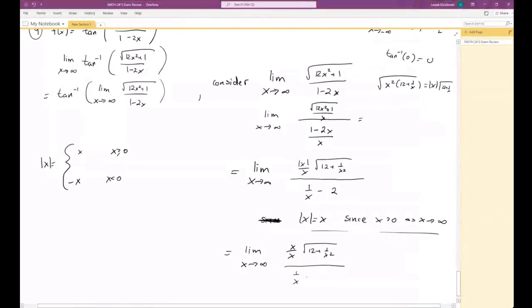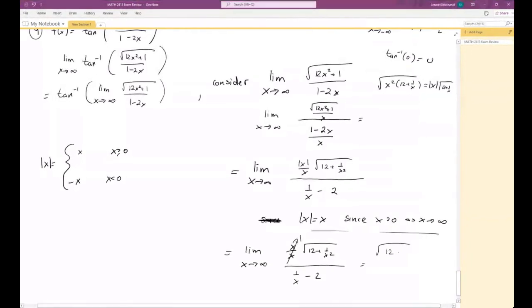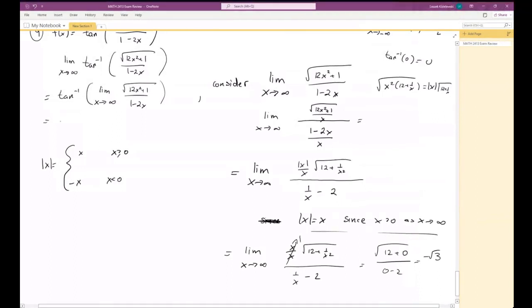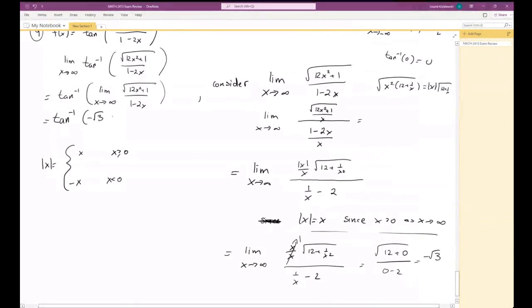Right, we get that this is 1. Evaluating the limit, we get square root of 12 plus 0 over 0 minus 2. So that is square root of 3, negative square root of 3. All right, so finally, what's the inverse tangent, or arctangent, I should say, of negative square root of 3?